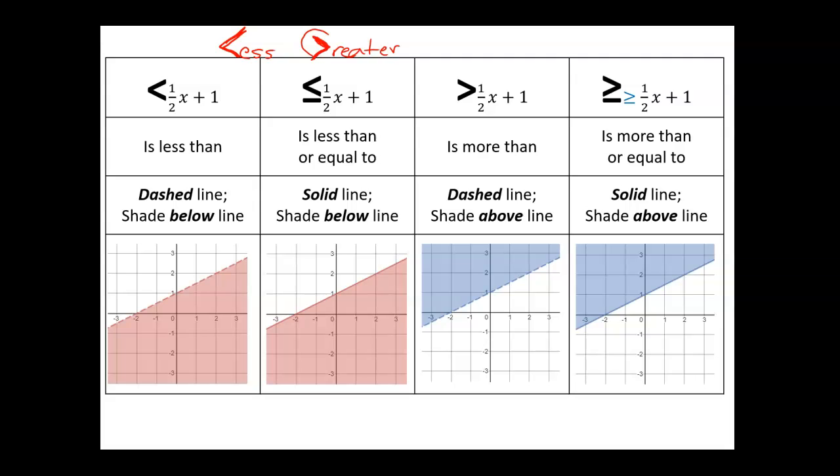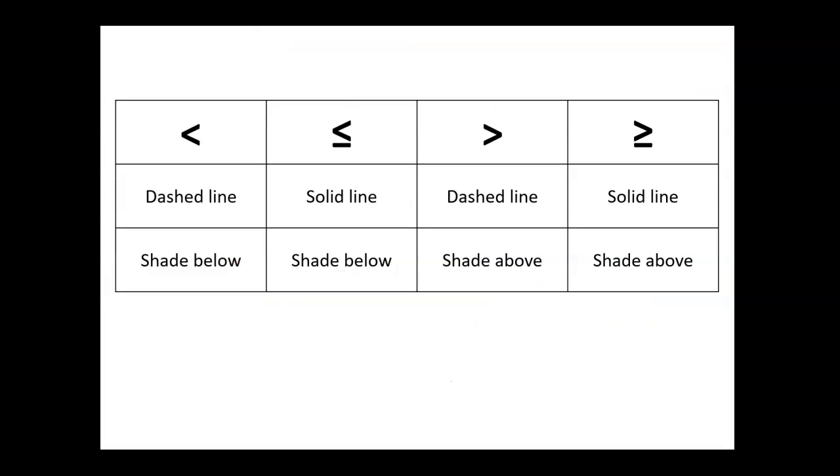Now, next slide here. This is what's on your notes, on the left side, at the bottom of that little bubble thing. If you get confused, you need to remember this. Less than is dashed below. Less than or equal, solid line below. Greater than, dashed above. Greater than or equal, solid above. Does everyone see where that is on your notes so you can refer back to it if you get confused?